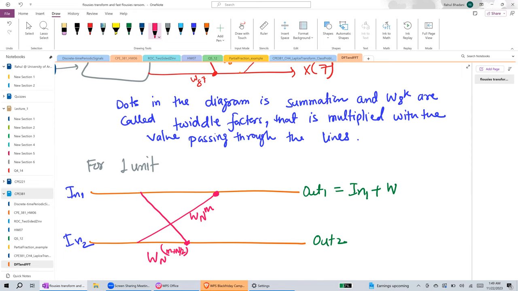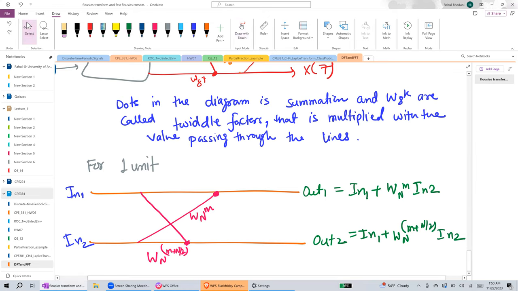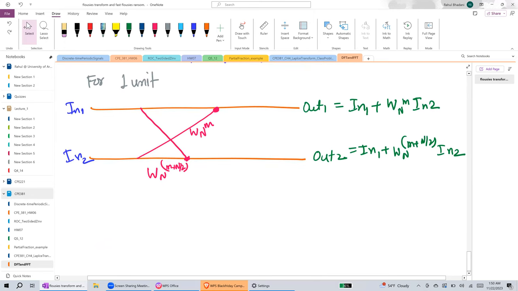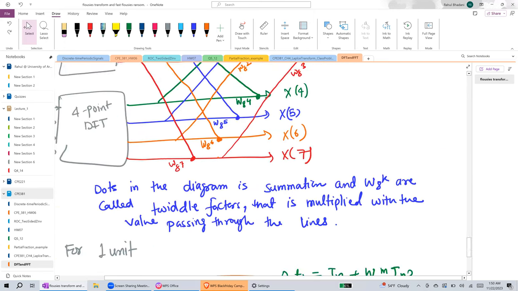Okay. So this is what we will have. N plus N by 2. And so out 2 will be in 1 plus, oh wait, I didn't complete this. Okay, in 2 and W N plus N divided by 2. So this is what we will have. This is what we have for one unit, and so I hope this is clear how this overall is going.